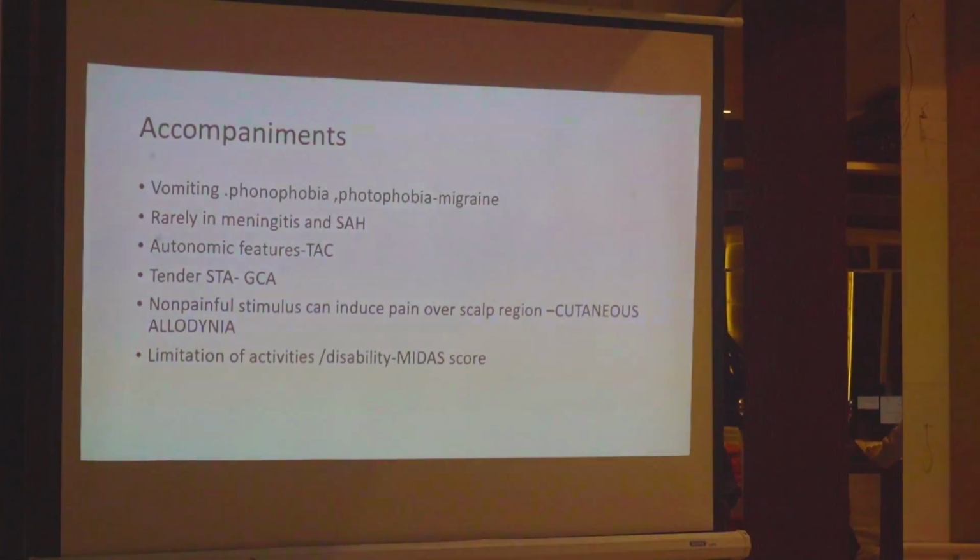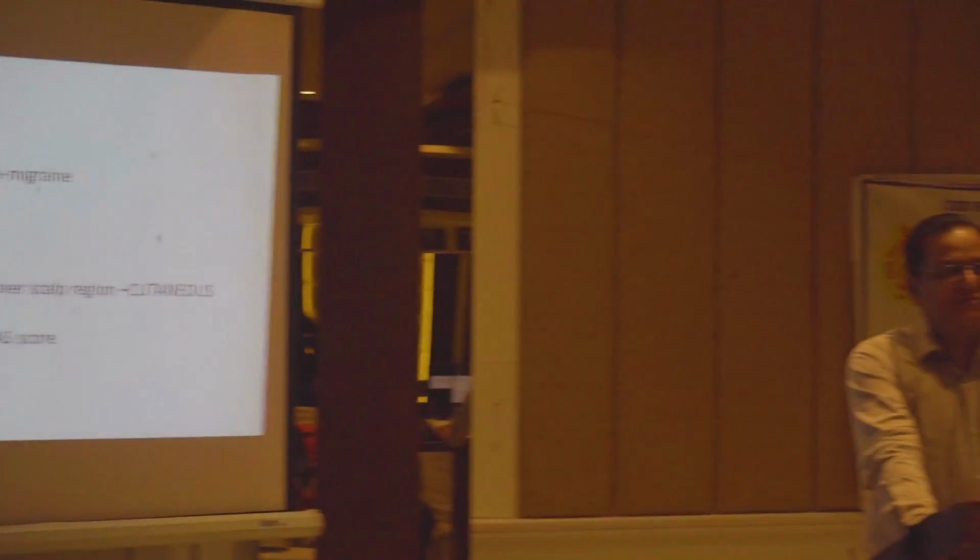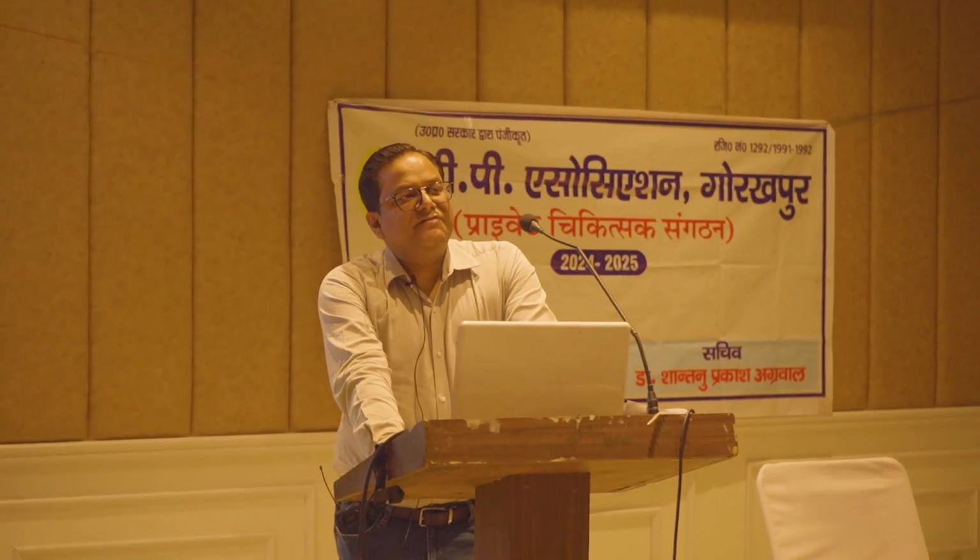You will find tender superior temporal artery in giant cell arteritis, which is again one of the urgent conditions to deal with. There are certain non-painful stimuli which can give rise to pain over the scalp, which are known as cutaneous allodynia, such as combing of hair. If somebody has long hair, he will say that he feels better when he lets his hair down. Difficulty in combing or exposing his head to cold or warm air.